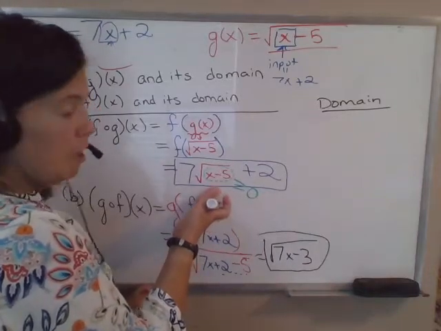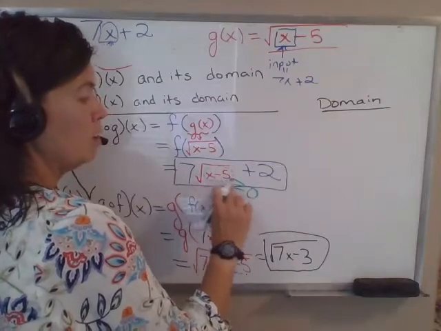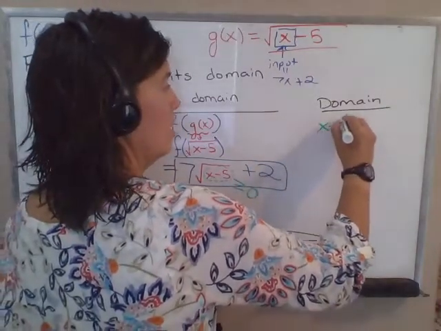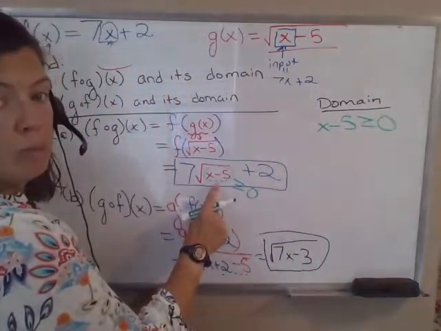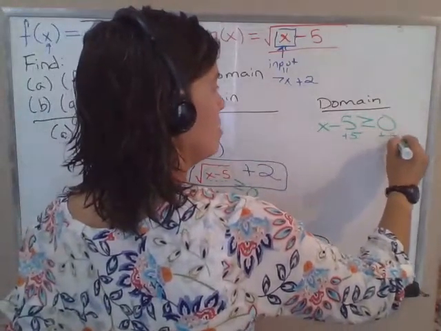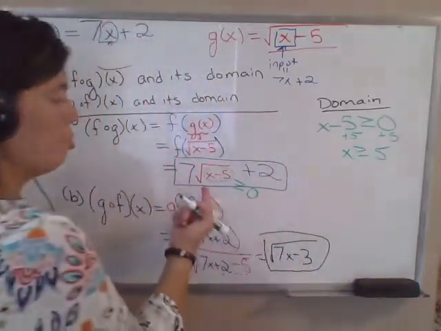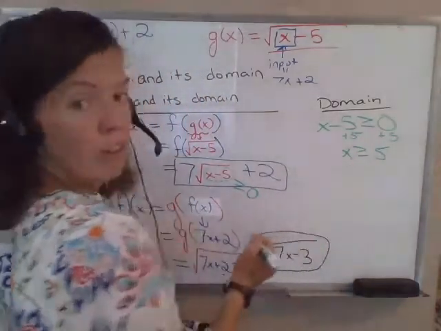If you see a square root in your function, then you need to guarantee that whatever expression you have under that square root, in this case x minus 5, is going to be 0 or bigger. That way you get a real number when you take the square root. So if I add 5 to both sides of this inequality, I get x is greater than or equal to 5. So the domain for f composed with g is all x greater than or equal to 5.